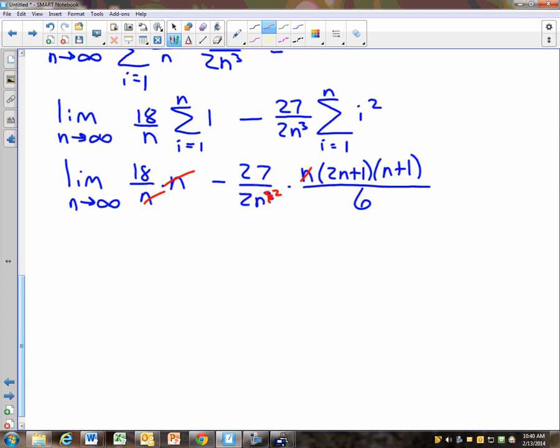Limit as n goes to infinity of, what do we have left? We got 18 minus... You're right.